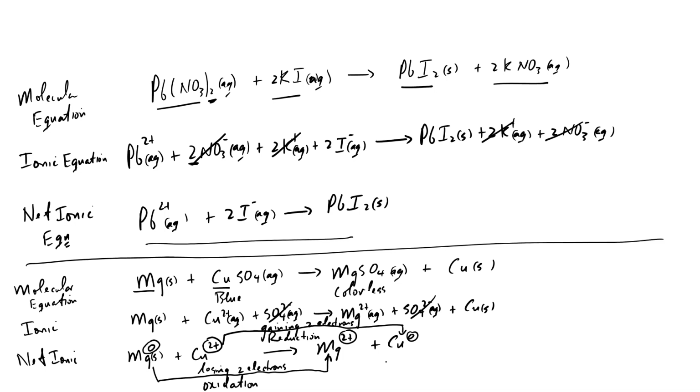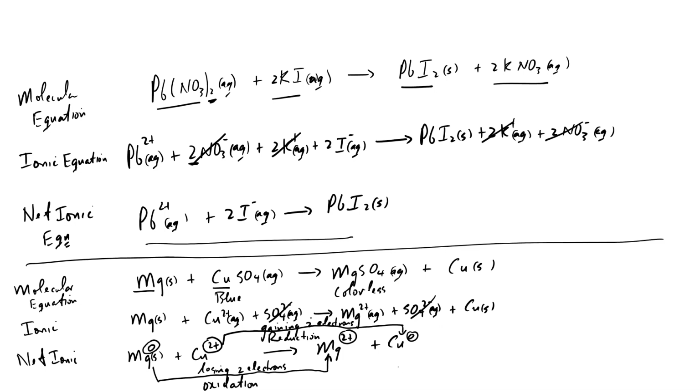All right. So that's what happens. What you're observing here is what happens in every redox reaction, right? Basically, one substance would be oxidized by losing electrons, and the other substance would be reduced by gaining electrons.